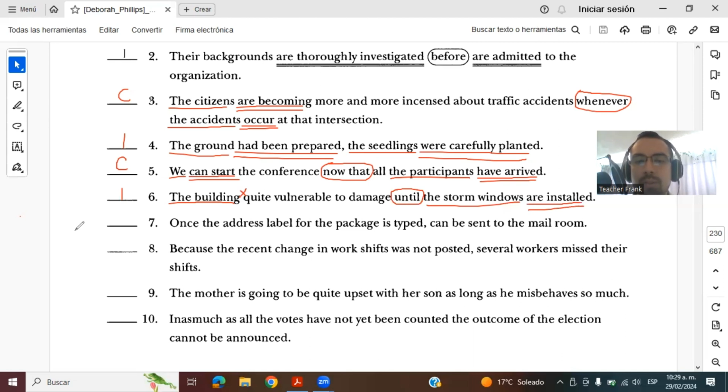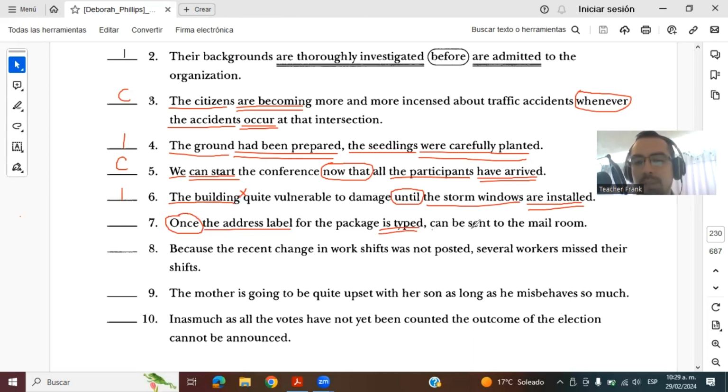Once the address label for the package is typed, can be sent to the mailroom. Okay, so is typed is my verb structure. Who or what is typed? The address label or the address label for the package. We have the connector over here, right? Once, and accordingly, it is correct because there's a comma here.